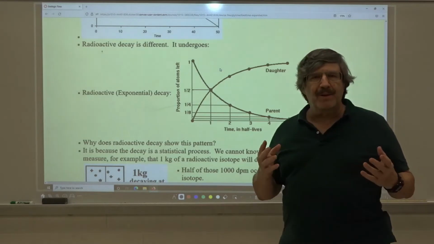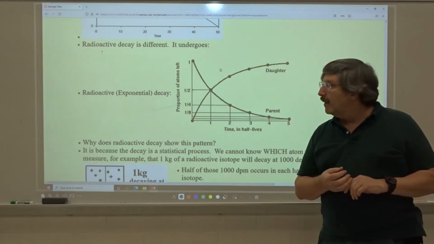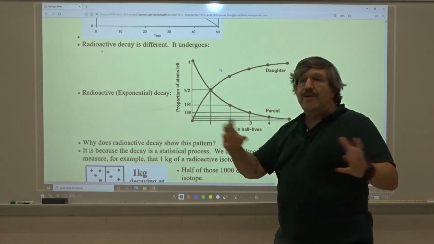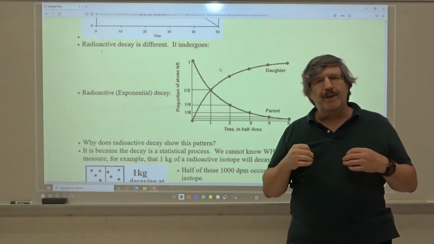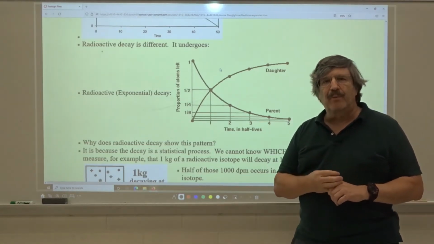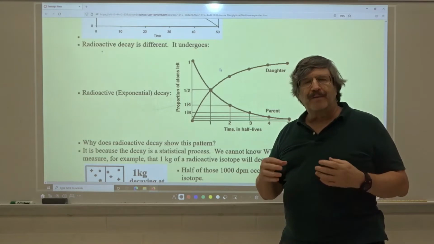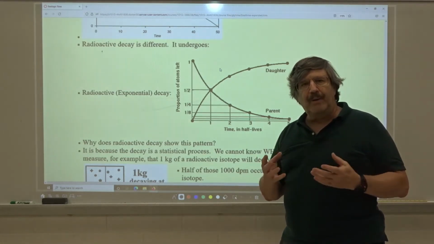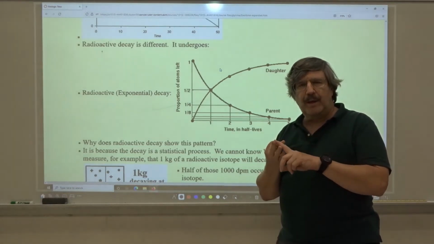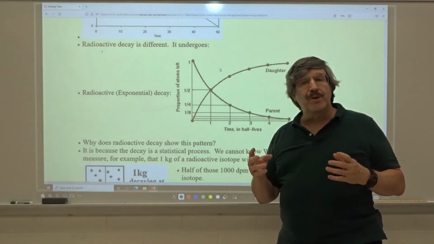Now, what happens to the isotope? As we saw when we looked at radioactive decay, the isotope doesn't just vanish. It doesn't go from 1 to a half to a quarter to an eighth, and there's nothing else. Instead, it turns into another isotope. It always turns into another isotope. The isotope that radioactive decay produces is called the daughter isotope. And for every atom of a radioactive isotope that undergoes alpha decay or beta decay or electron capture, for every atom that undergoes those decays, it produces a daughter isotope.